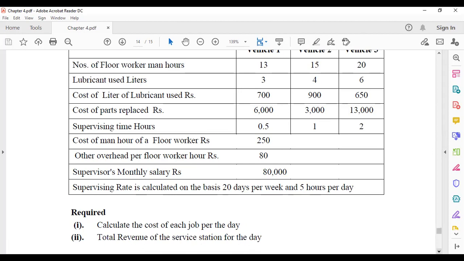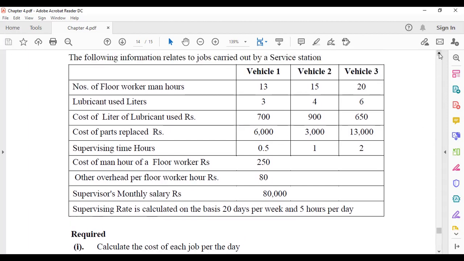And it also asks you to come up with the total revenue of the service station. So here one piece of information is missing again. You cannot work out the total revenue, so we need to make an assumption. Let's say that the policy of this service station is to keep a 25% markup. The policy of this business is to keep 25% markup on each of the jobs.